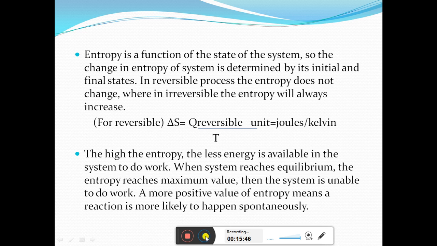The higher the entropy, the less energy is available in the system to do work. When a system reaches equilibrium, the entropy reaches its maximum value, and then the system is unable to do work. A more positive value of entropy means a reaction is more likely to happen spontaneously.